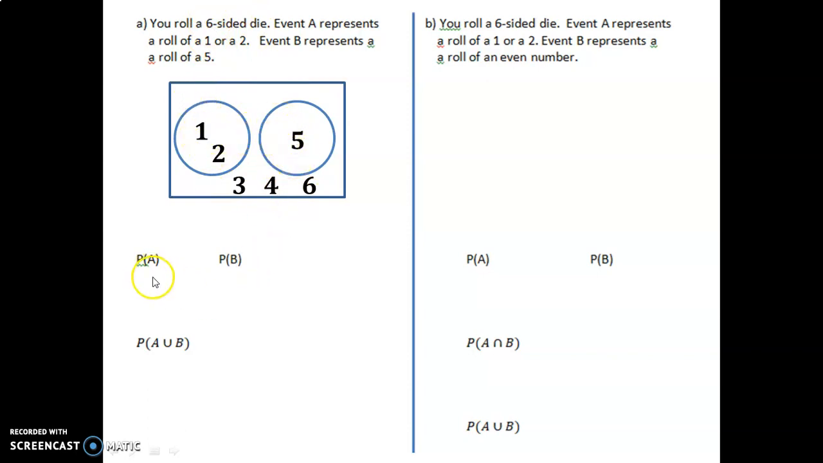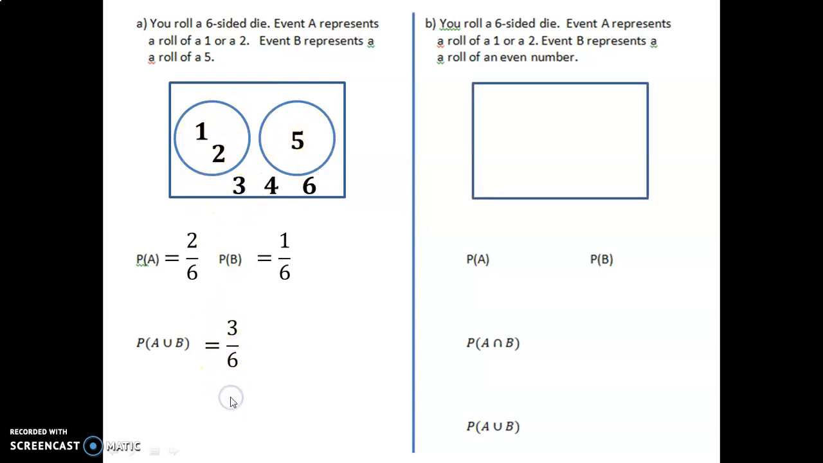So now probability of event A, which is rolling a 1 or 2, is 2 out of 6 possible rolls. Probability of event B, which is just rolling a 5, is 1 out of 6. That is 1 roll out of the possible 6. Probability of A union, or A or B, means what's the probability of this happening or the probability of this happening. And the probability of this or this is actually 3 out of the total 6. So 3 out of 6.